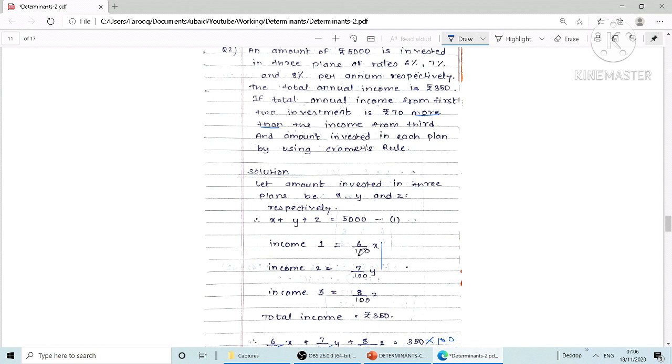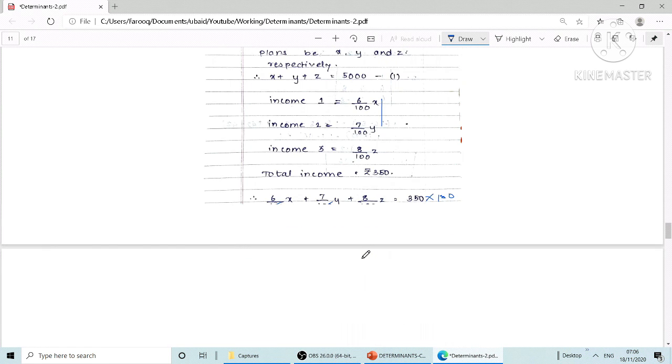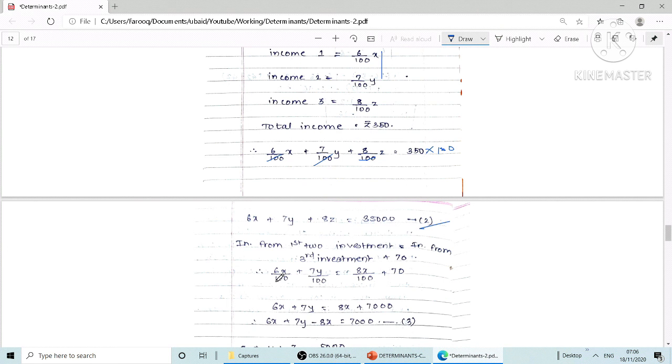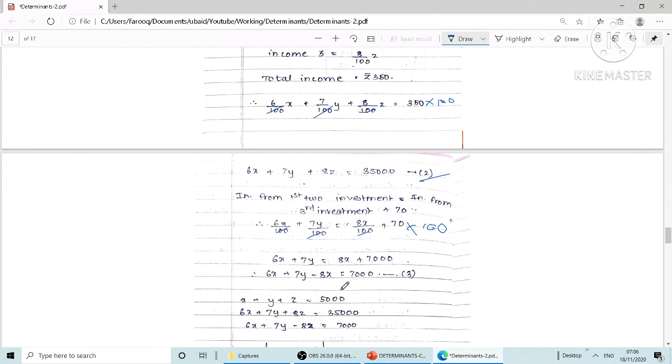Then again here also we will multiply by 100. So this 100 will get cut, this 100 will get cut, this 100 will get cut, and here 100 will be multiplied. So what we will get is 6x plus 7y equals 8z plus 7000. Then we will take this 8z to the left hand side. So what we will get is 6x plus 7y minus 8z equals 7000. Our third equation is formed.